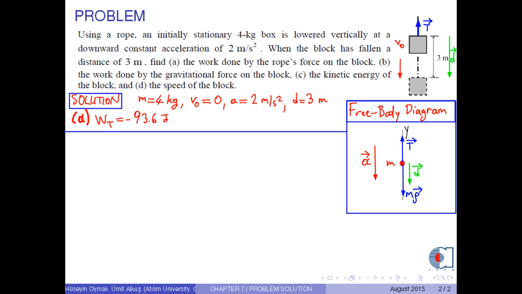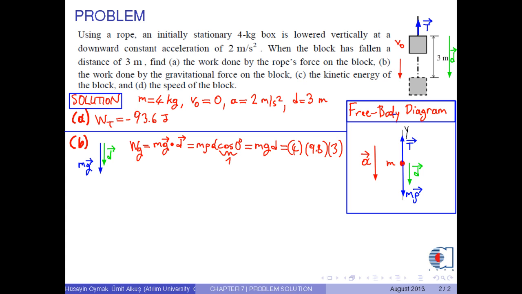B. Find the work done by the gravitational force on the block. Wg equals m g dot d. Since the angle between the gravitational force and the displacement vector is equal to 0, we obtain m times g times d. Putting the numerical values into this equation, we obtain 117.6 joules, which is approximately 118 joules.